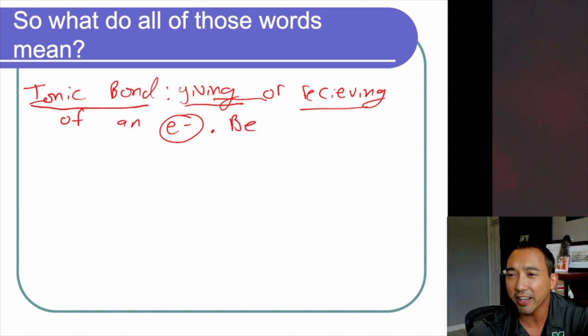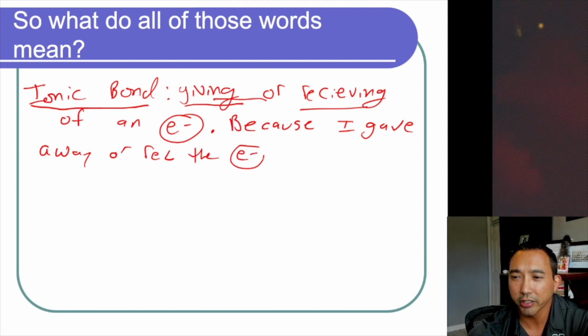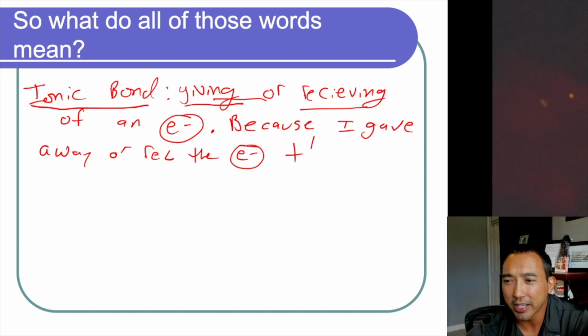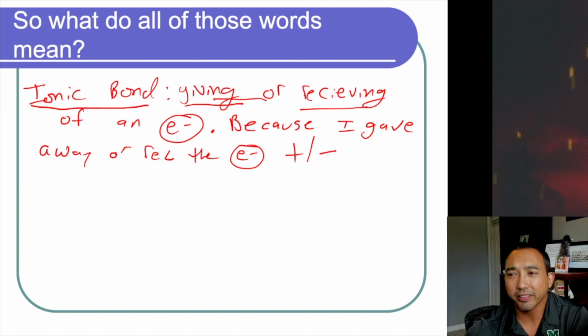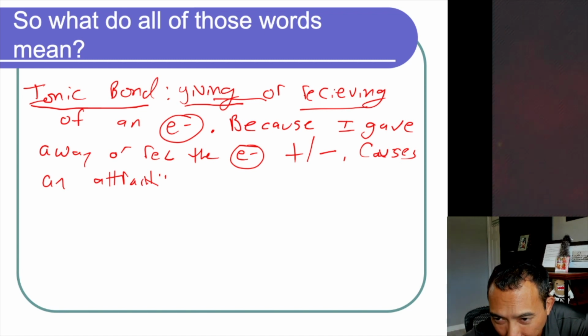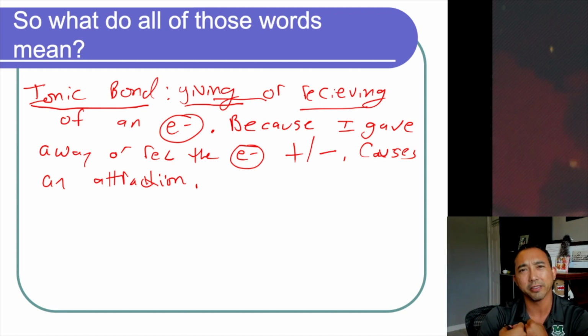Now, because I gave away or received, I'm just going to put REC because I don't have a lot of space here, the electron, what happened again? I became positive and negative. Now, this here causes an attraction between them. Attraction. Okay, now this is what causes the bond, the pluses and the minuses.